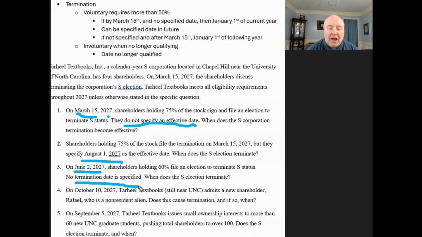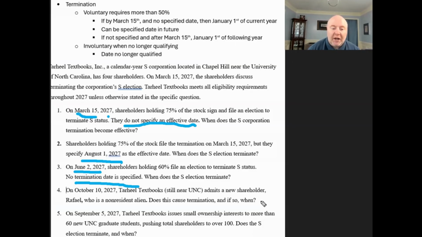All right. Number four, on August 10th, 2027, Tar Heel Textbook, still near UNC, admits a new shareholder, Raphael, who's a non-resident alien. Does this cause termination? And if so, when? Yeah, because now we have an impermissible shareholder under today's rules. So that would terminate our S election on August 10th, 2027. Under today's rules, that would terminate it.